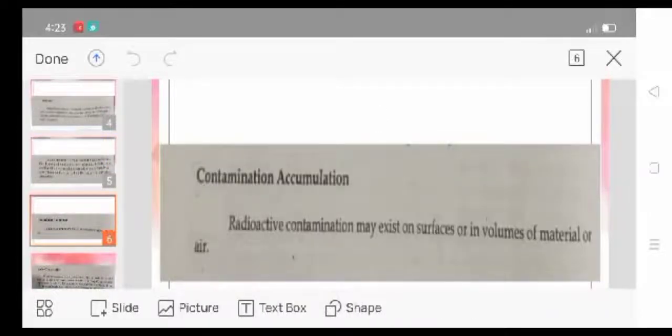Contamination accumulation. Radioactive contamination may exist on surfaces or in volumes of material or air. So, some of the most common examples of chemical contamination include cleaning products and disinfectants, washing of fruits and vegetables, and chemicals from the use of non-safe plastics.